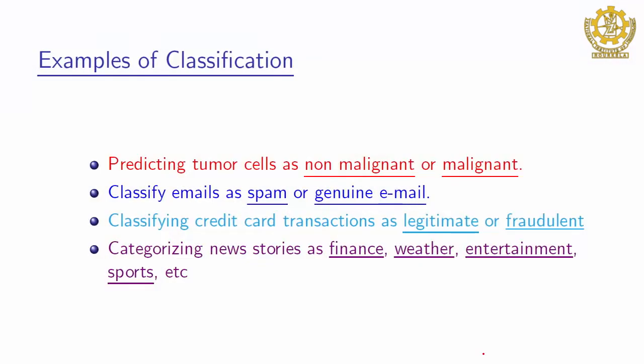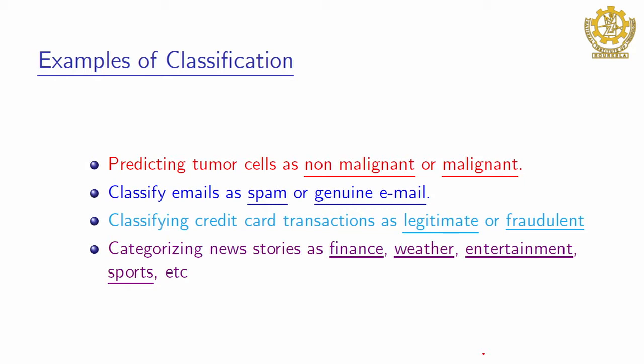Other examples of classification that we talked about are predicting a tumor cell as non malignant or malignant, classifying email as spam or non spam, and similarly categorizing news articles as finance, weather, entertainment and sports. This is all about the classification problem, and you know all of them.